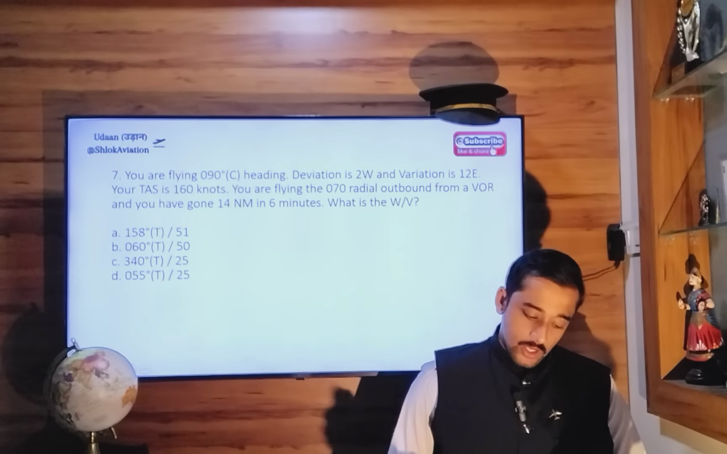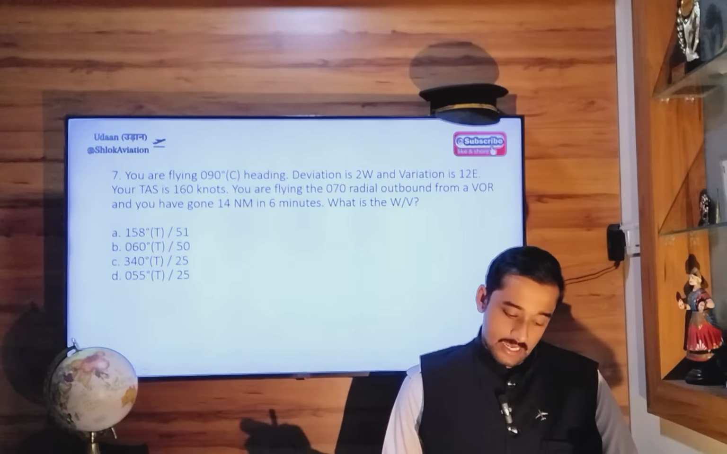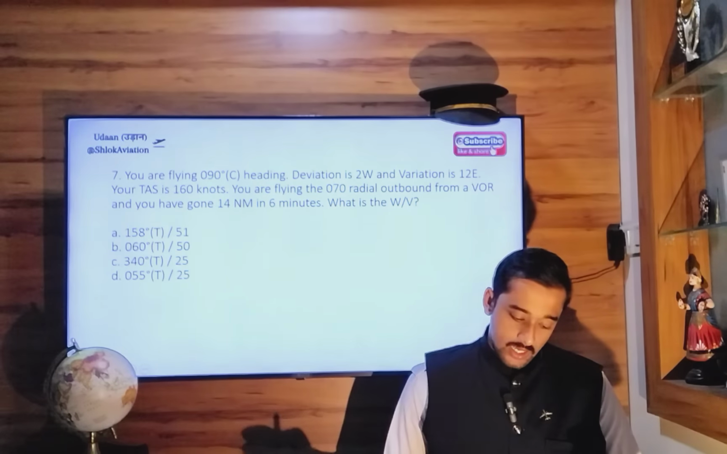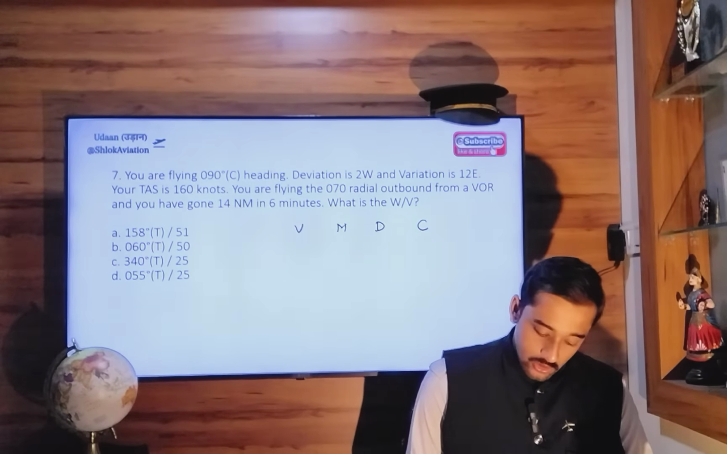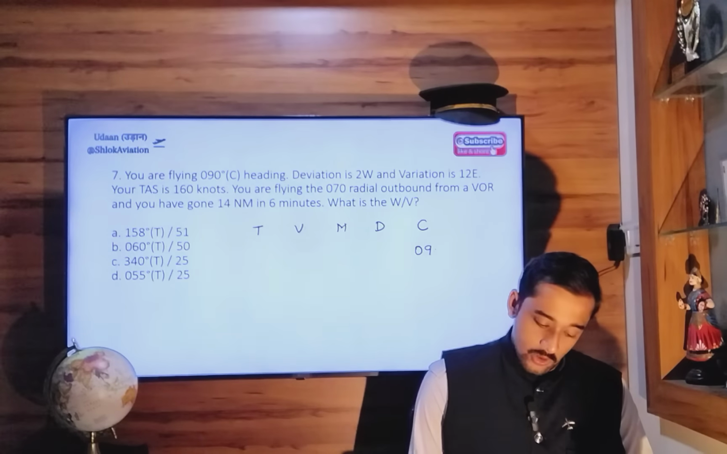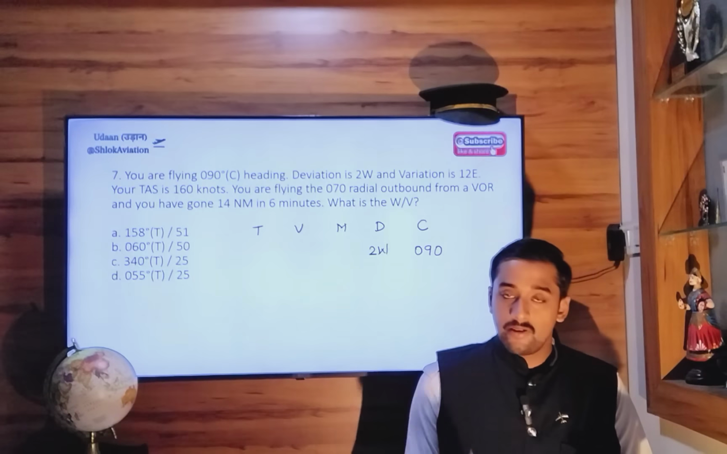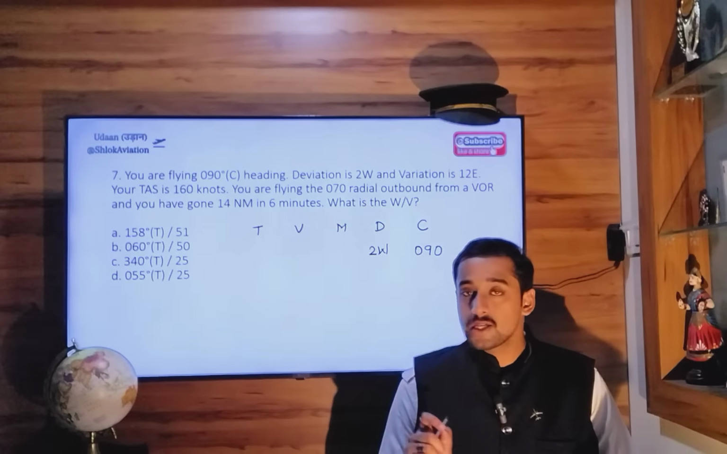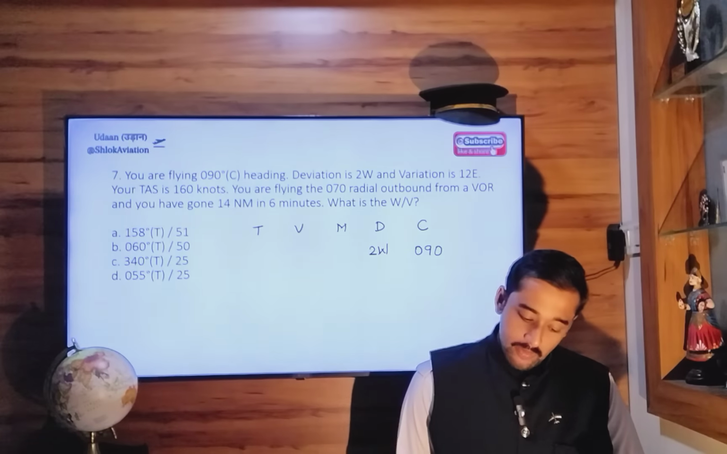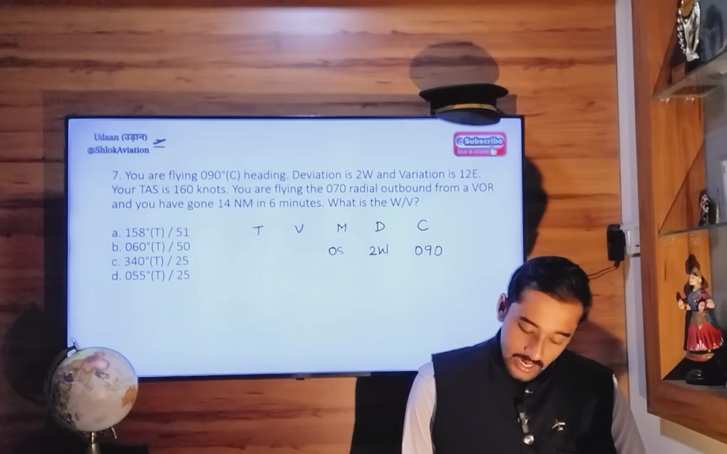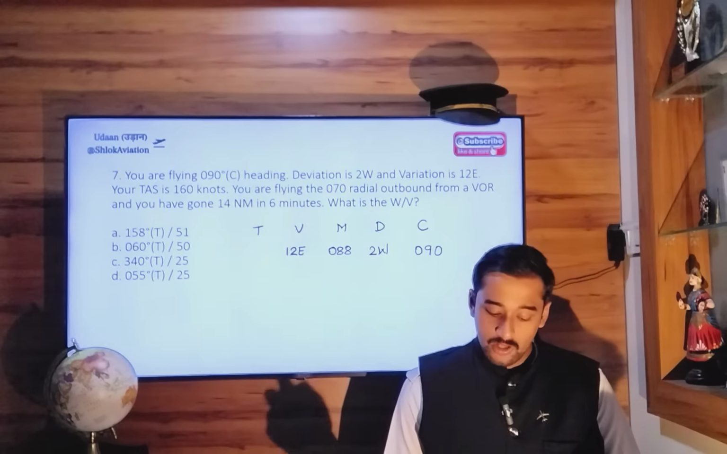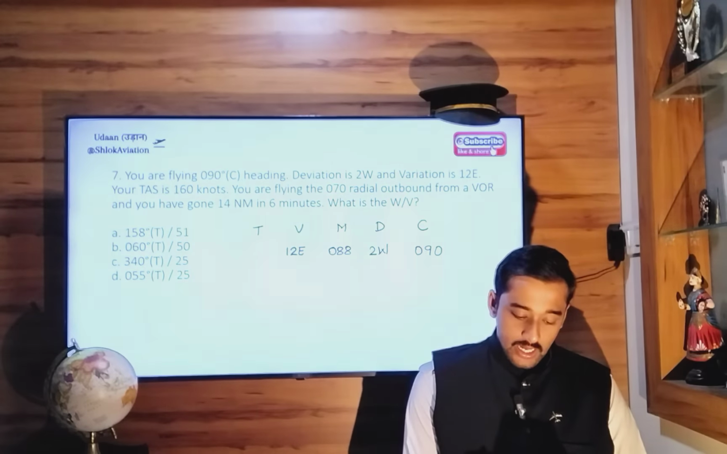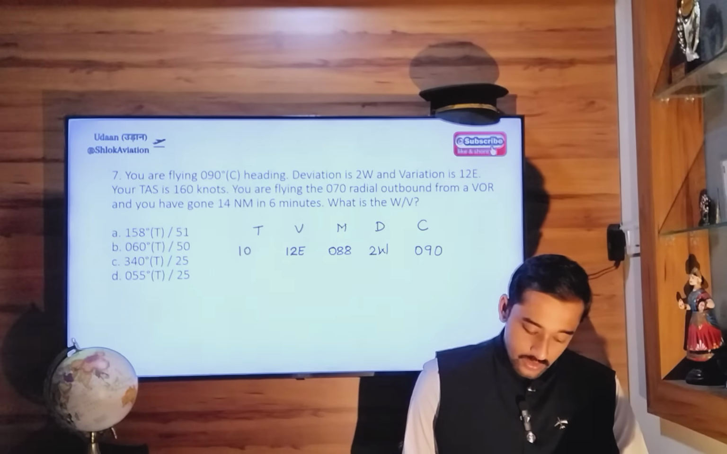Next, question 7. You are flying 090 compass heading. Deviation is there, variation is there. So compass, deviation, magnetic, variation, true. The compass heading is 090. Deviation is 2 west. Deviation west, compass will be best, meaning compass will be more than magnetic. So magnetic will be less than compass, so 088. Variation is 12 east. Variation east, magnetic is least. So true will be more than magnetic. So 88 plus 12 is 100.